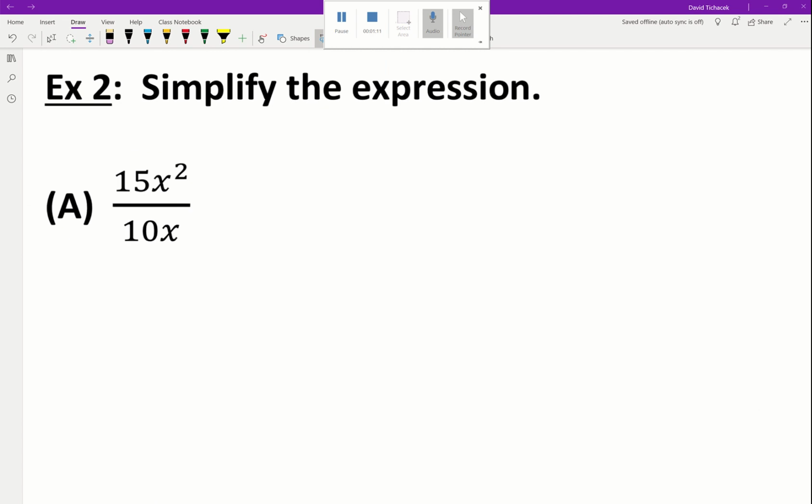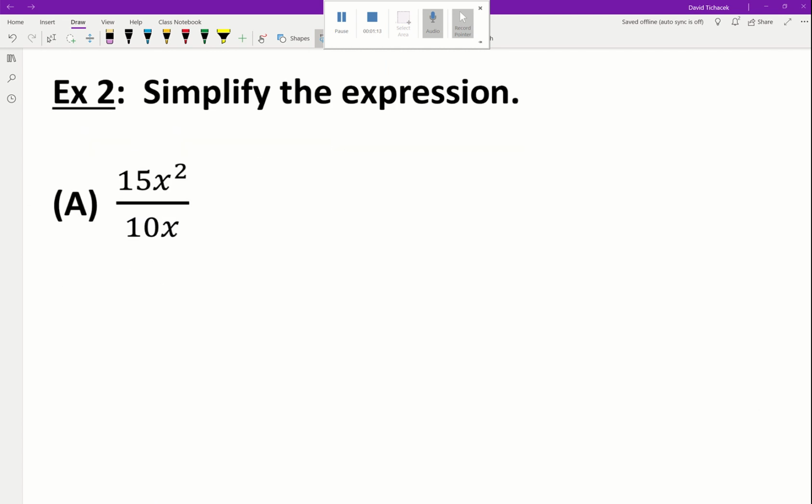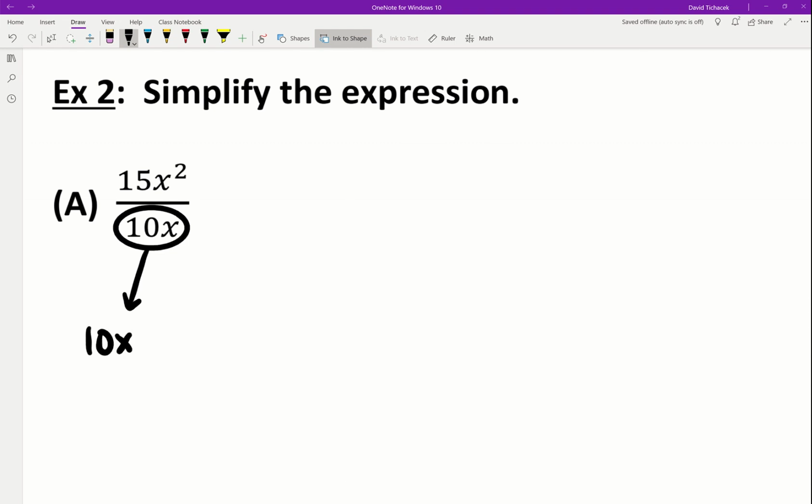So here in example number 2, part A, it says simplify the expression. And here we just simply have a monomial over a monomial, okay? So let's do our domain restriction first, because when you have a monomial, there's really no set strategy for factoring that, right? So let's take a look at our denominator here, which is a 10x. And the first thing we need to do to find our domain restriction is say, because that is a denominator, that is something that is not allowed to be equal to 0, okay?